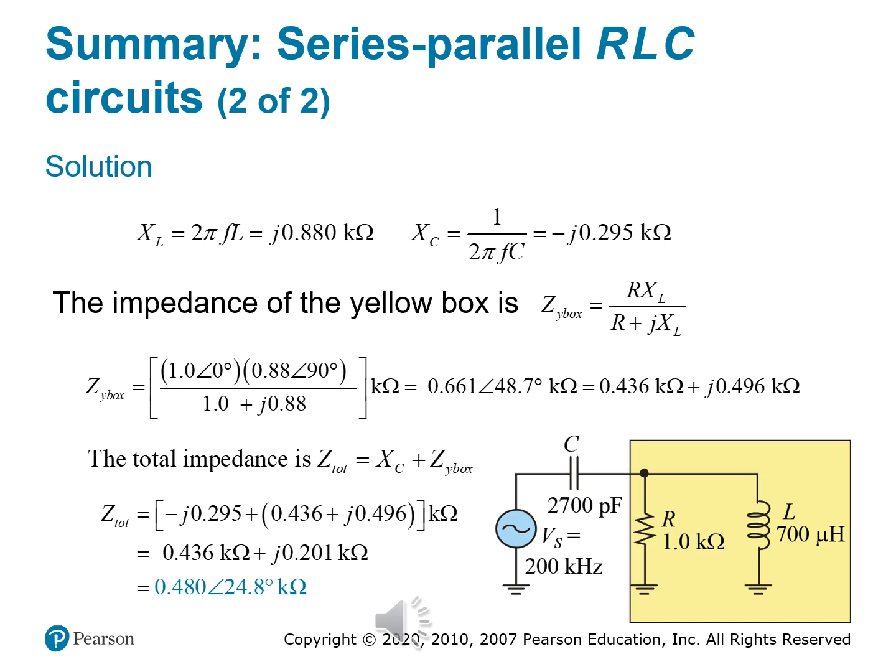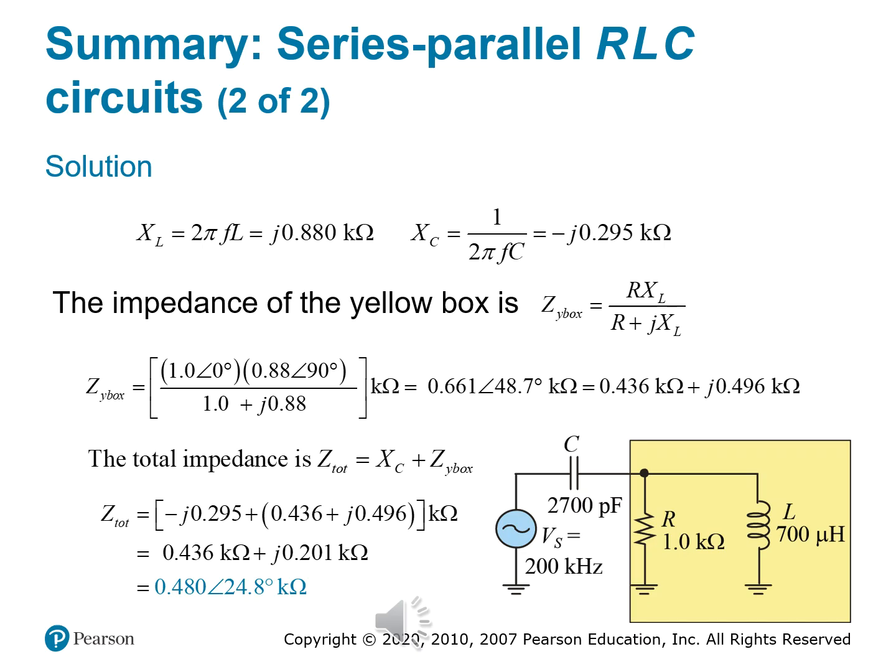And that gives us, if we plug in the numbers for the box, 0.436 plus j0.496 kilo ohms. Now we add this in series with the capacitor's impedance. So the total impedance is going to be X sub C plus whatever Z of the box is, and that gives us negative j0.295 plus, again, 0.436 plus j0.496. And again, all we've got to do now is combine the like terms. So combine imaginaries together and combine the real numbers together.